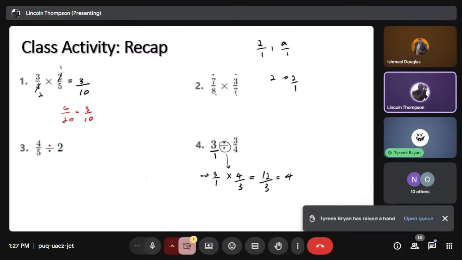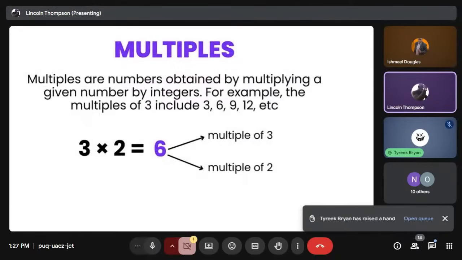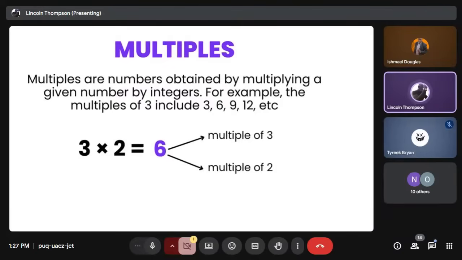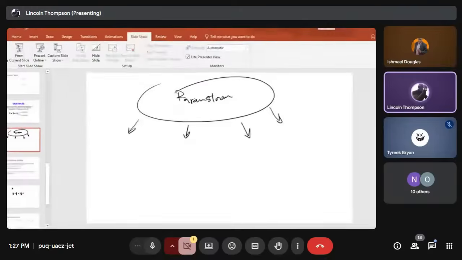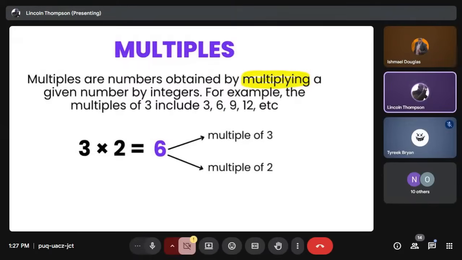All right. So the recap is over. Now we're going back to what we started out on: multiples. Multiples are obtained by multiplying. So you see our word coming out now. That's why I stressed the multiplication earlier. Multiplying a given number by integers. Now, what is an integer? Anybody? What is an integer?